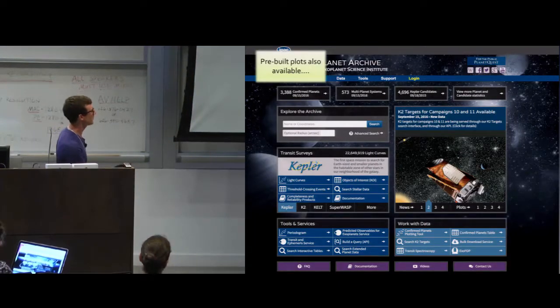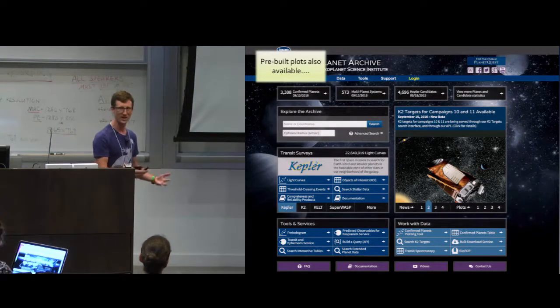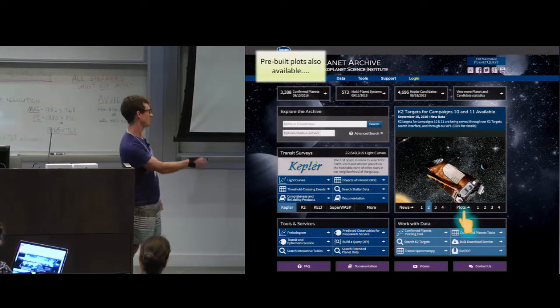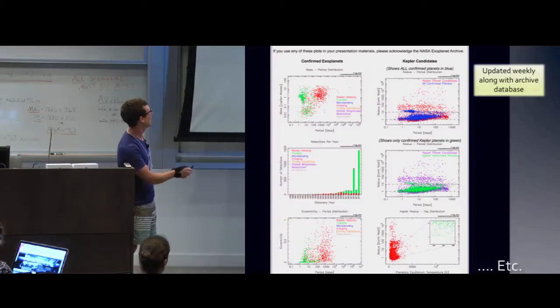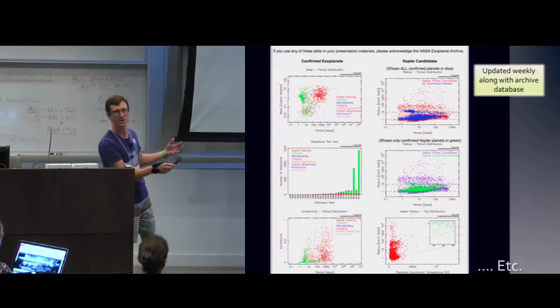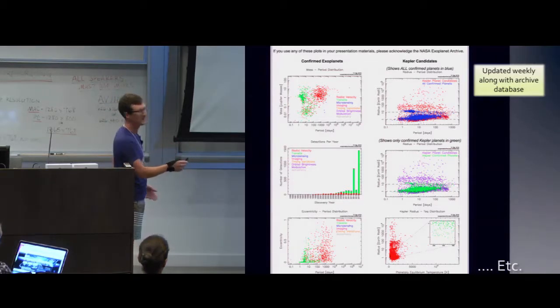There are also pre-generated plots that we do automatically that are available for you to look at or to use. Here's the thumb telling you where to get them. And these show things, I'm not going to talk about all of these, but the classic mass period diagram for known exoplanets automatically color-coded by discovery technique, et cetera.